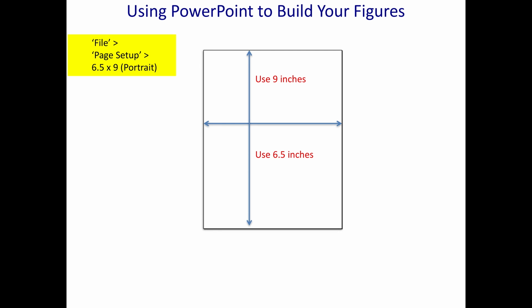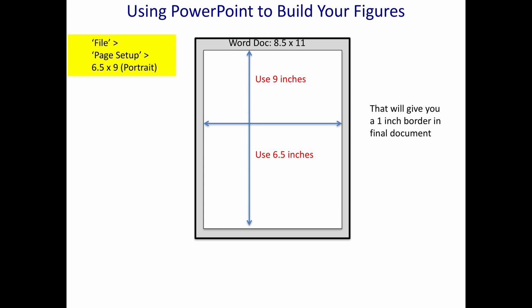Landscape is the default. And you can set the size to whatever you want, but make it 6.5 by 9 inches. And what that means is when we insert this PDF into our Word document, Word has a standard letter format of 8.5 by 11 inches, we're going to have a nice 1-inch margin around our figure. And most institutions require a 1-inch border in the final document. So this will ensure that it's an easy process ultimately to get this with the right format once you integrate it together with your text.